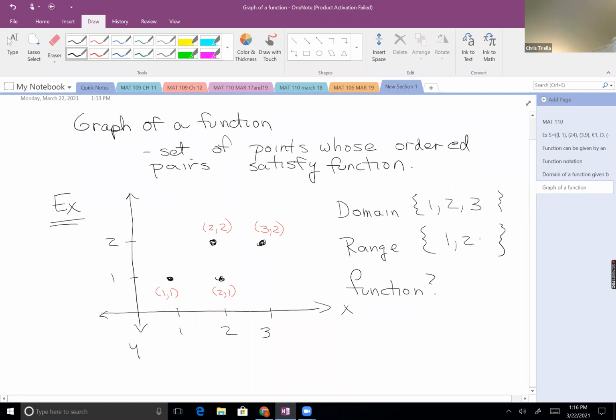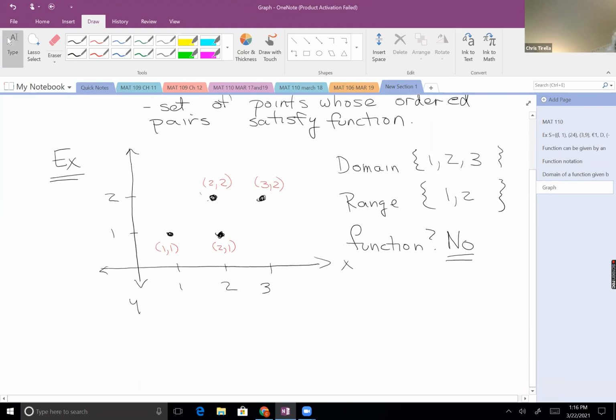And is this a function? Is each x value used only once? Any ideas? No, it's not, because if I look over here, when x is 2, it's paired with 1, and when x is 2, it's also paired with 2. And so that takes us to something that's called the vertical line test.